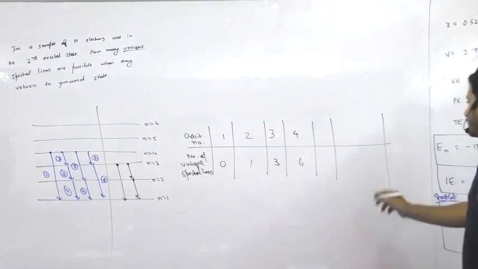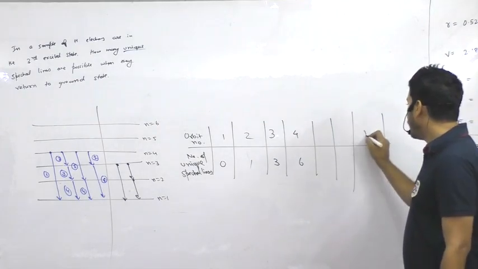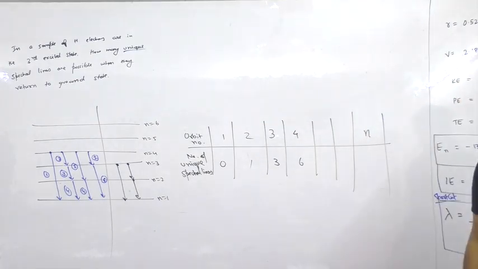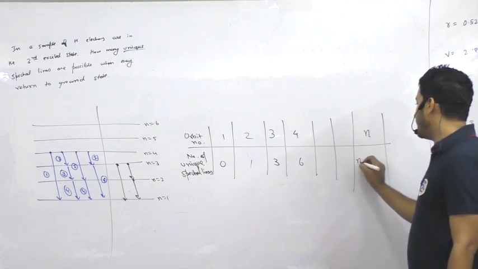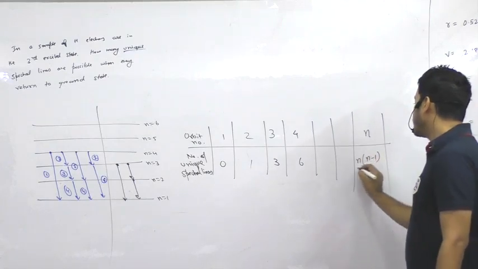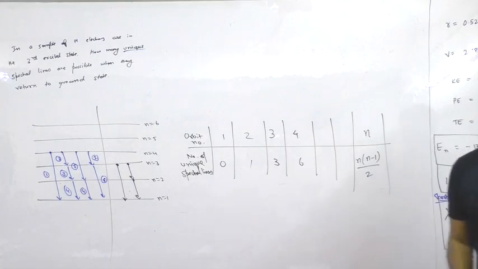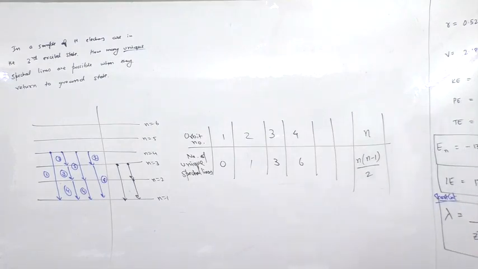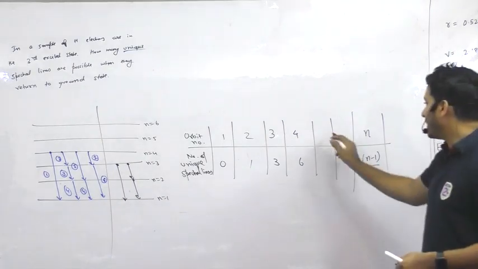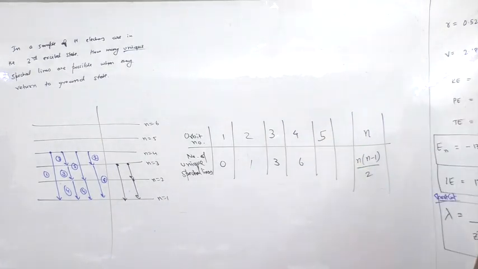I will give you a formula for this. In general, if the electron is in the nth orbit, then the number of spectral lines you will get is n into n minus 1 by 2. Please remember this. If an electron is in orbit number n and it returns to the ground state, then the number of unique spectral lines which you can get is n into n minus 1 by 2. You can directly apply this formula, right? So if the electron is in the fifth orbit, how many unique spectral lines are possible?